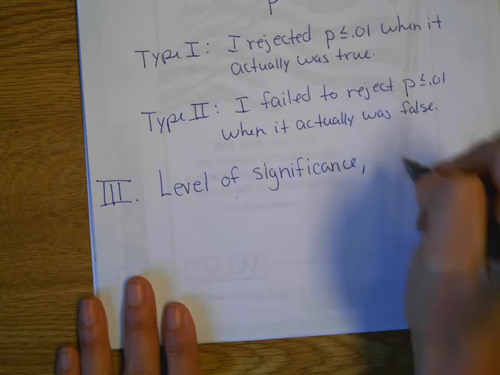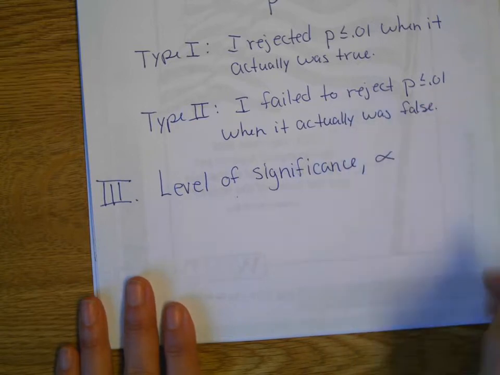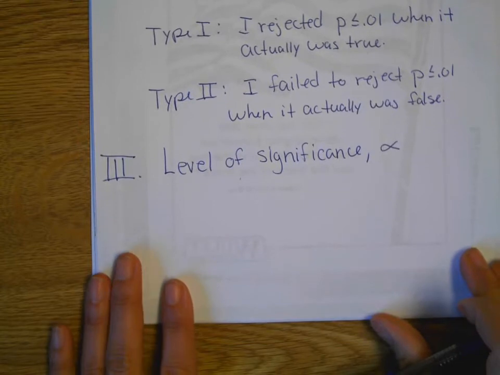Our symbol for level of significance is this lowercase alpha, also known as Jesus fish.